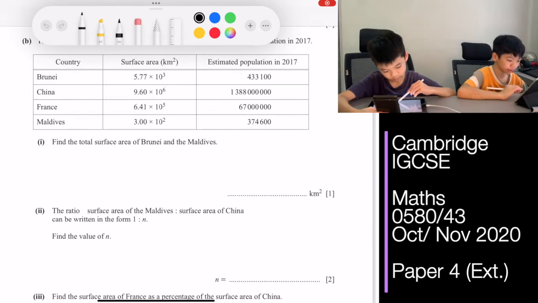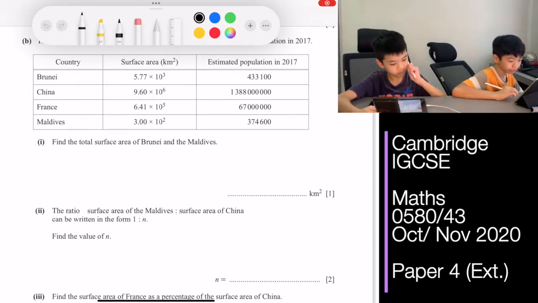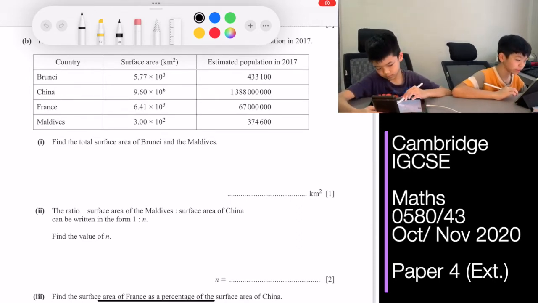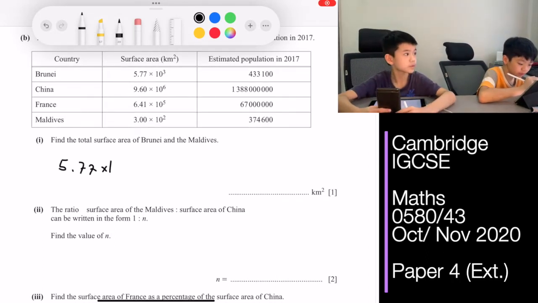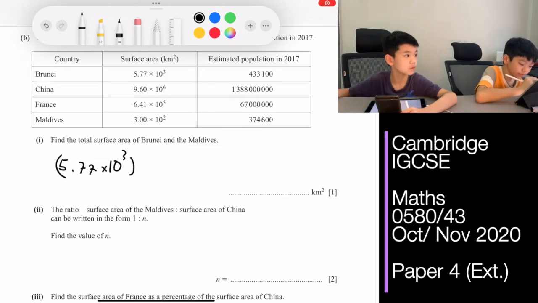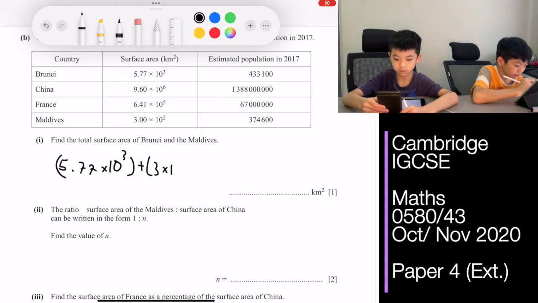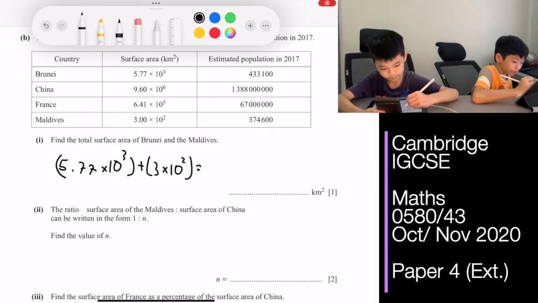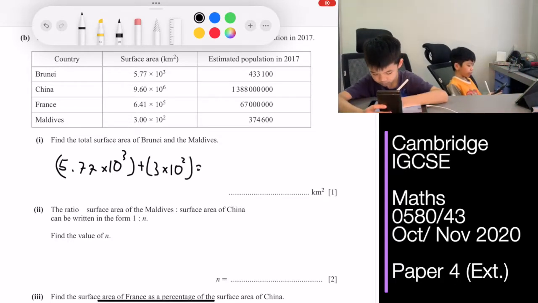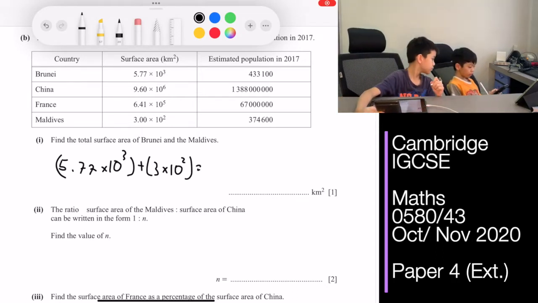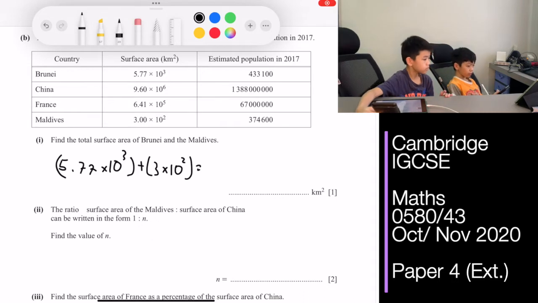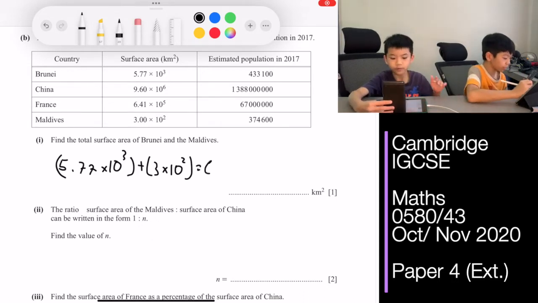Question B, find the total surface area of Brunei and the Maldives, meaning the total. So 5.77 times 10 to the power of 3 plus Maldives, 3 times 10 squared, which is 6,070.